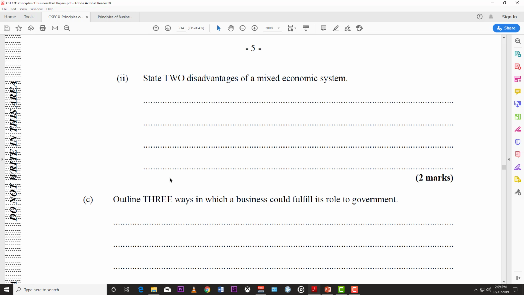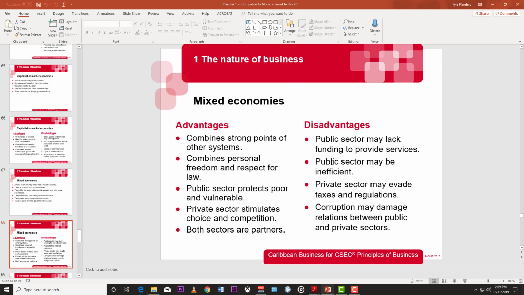Now you have to state 2 disadvantages of said mixed economic system. So 2 disadvantages, we have a bunch here.